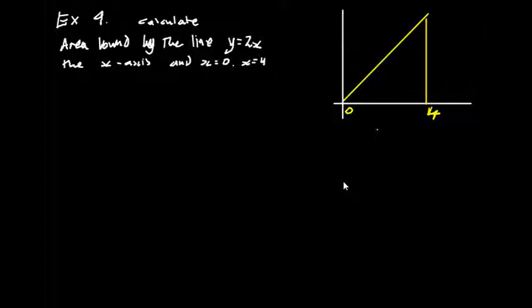Moving on to worked example 9, we've got an area bounded between the line y equals 2x, the x-axis, and x equals 0 and x equals 4, as illustrated. And I want to work out what this area is in here.